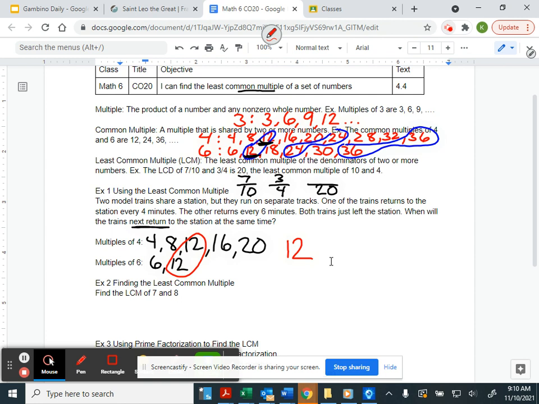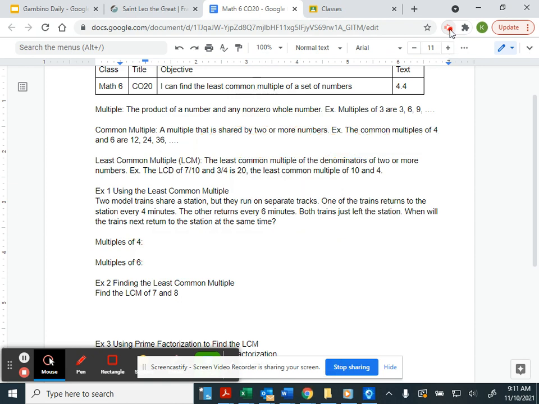Two model trains share a station, but they run on separate tracks. One of the trains returns to the station every 4 minutes. So when we see multiples of 4, that's minutes. Multiples of 6 is minutes. So it's 12 minutes. See if you can work on example 2 while I answer the phone.